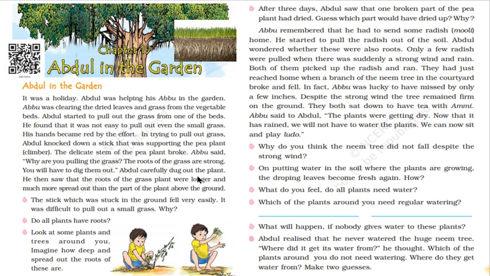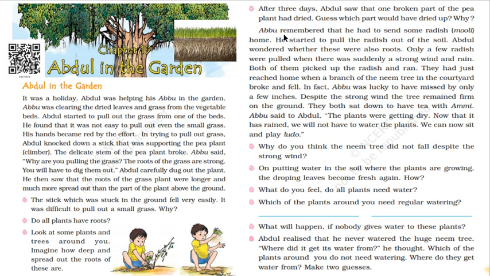Abdul carefully dug out the plant. He then saw that the roots of the grass plant were longer and much more spread out than the part of the plant above the ground. You can see this picture, and this will clearly explain this part to you.